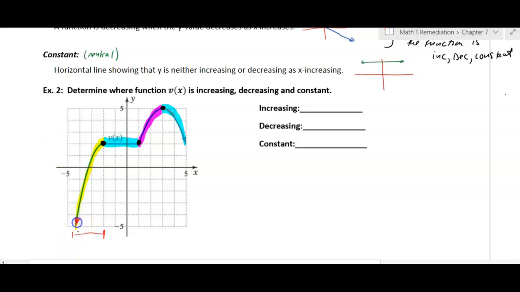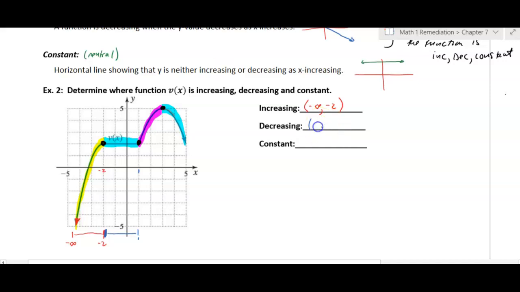Since this arrow is pointing to the left, we're going to say it starts increasing at negative infinity, and it continues to go up all the way until it reaches an x value of negative 2. So it's increasing from negative infinity to negative 2. And remember, with increasing and decreasing, we always use round parentheses. Then it's constant from this negative 2 all the way until an x value of 1.